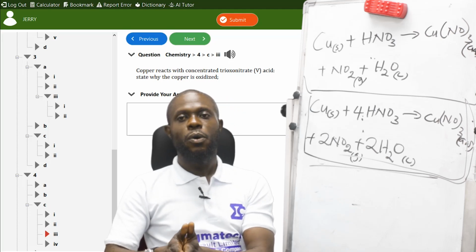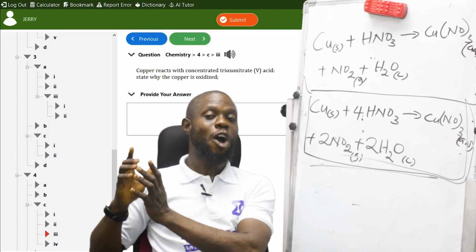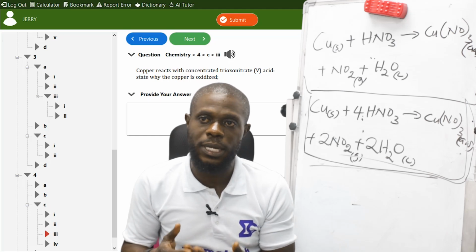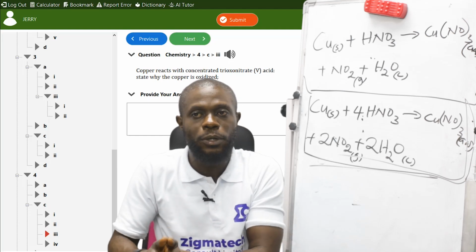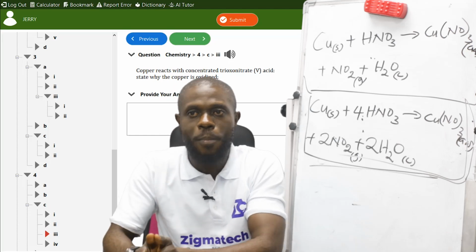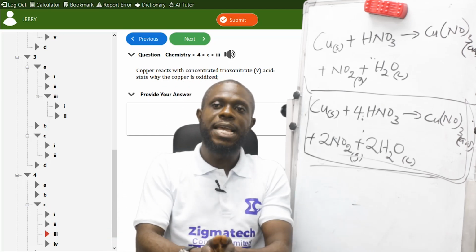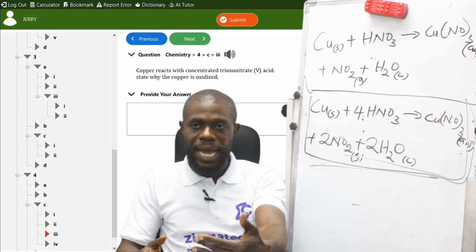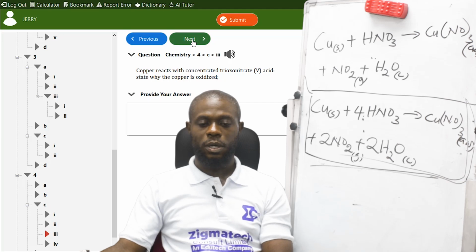Electrons. Now, we know that oxidation is the gain of oxygen. But in terms of electrons, oxidation is the loss of electrons. So when copper reacts with concentrated trioxonitrate(V) acid, they produce hydrogen. When metals react with acid, they produce what? Hydrogen gas. Hydrogen gas is emitted. So that means copper will be oxidized by losing electrons, because oxidation is the loss of electrons. So copper reacting with acid must lose electrons. So copper lost what? Electrons.